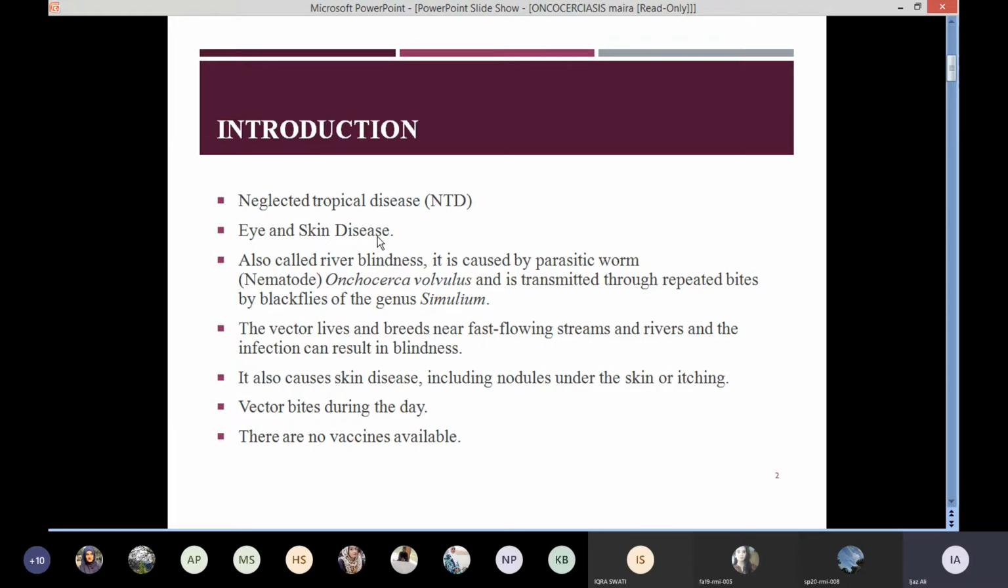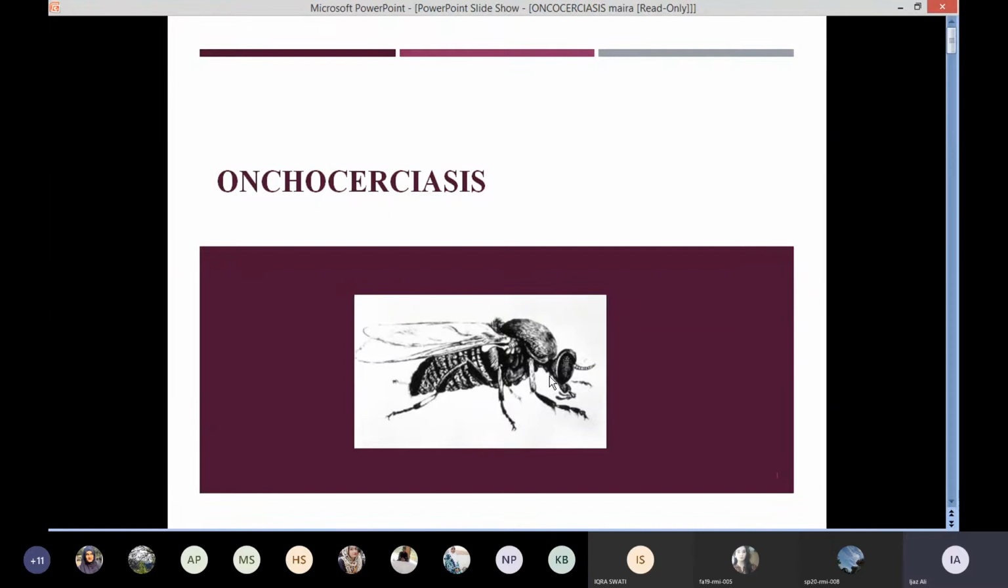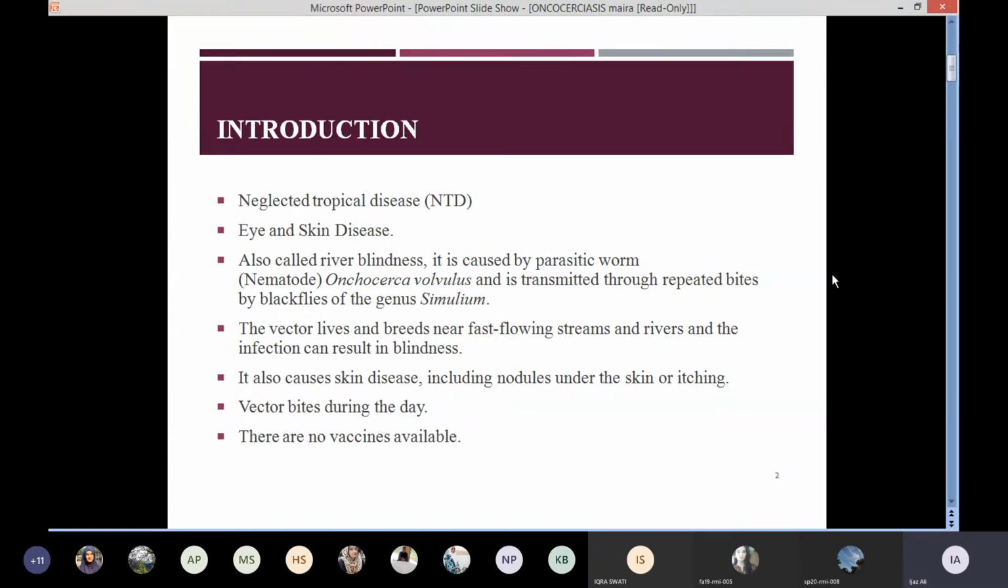It's a disease of the eye and skin, and it's also called river blindness. It is caused by this parasitic worm. As I told you, this is a nematode, Onchocerca volvulus, and it's transmitted through repeated bites by black flies of the genus Simulium. So this is the black fly that you saw here. This black fly is a vector of this particular parasite. The vector lives and breeds near fast-flowing streams and rivers, and the infection can result in blindness.